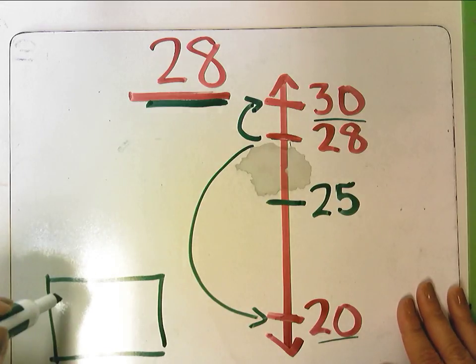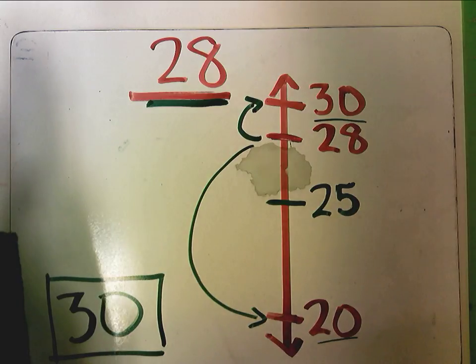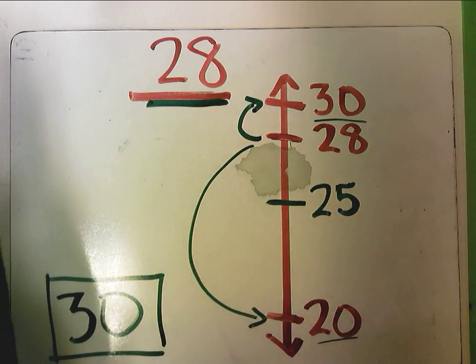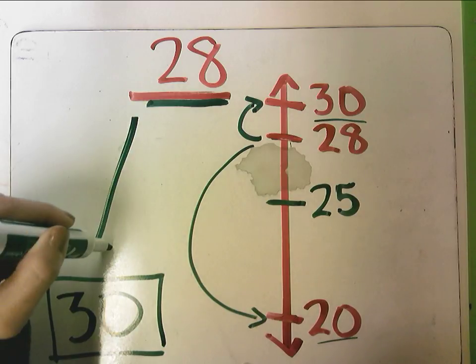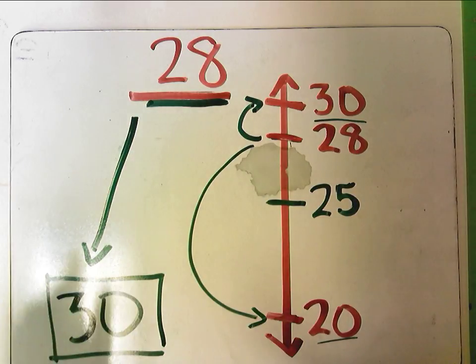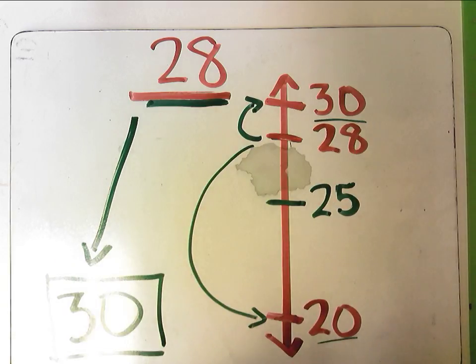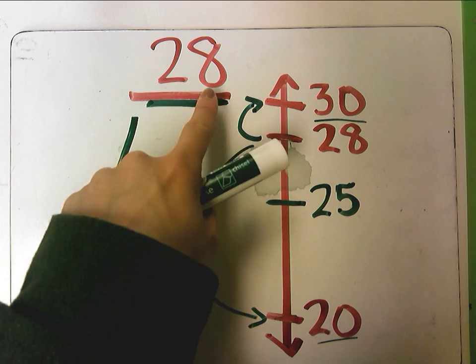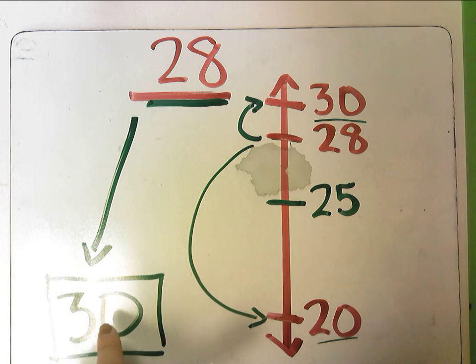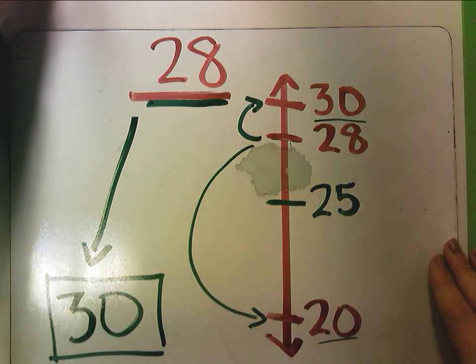If you wrote down 30 in your box, you are absolutely correct. 28 rounded to the nearest 10 would be 30, because on our vertical number line, 28 is far closer to 30 than it is to 20. That's how you round a 2-digit number to the nearest 10 on a number line. Okay? Let's practice that one more time.